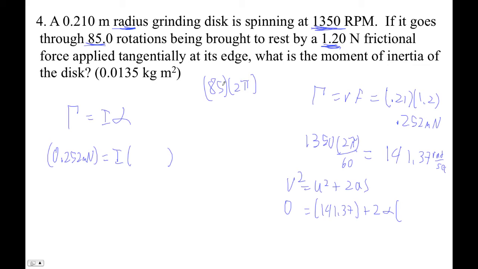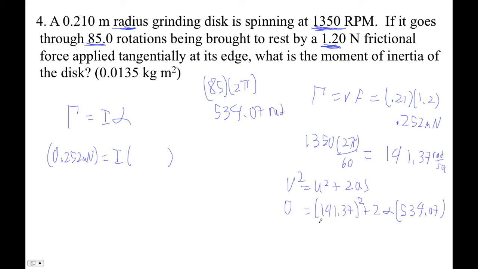So let's store that in U. Okay, so 85 times 2 times pi is 534.07 radians, right? I'm going to store that in S. So 534.07 is that, right? So times 2 times 534.07. Okay, so now don't forget to square that, right?